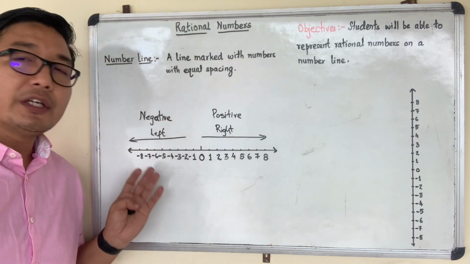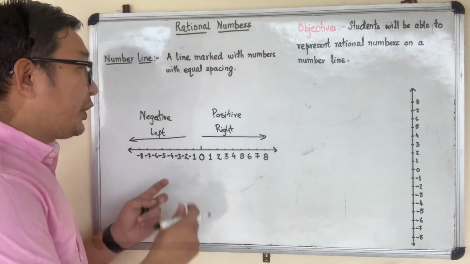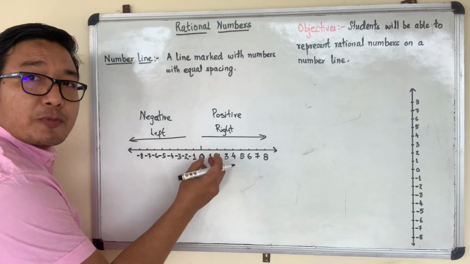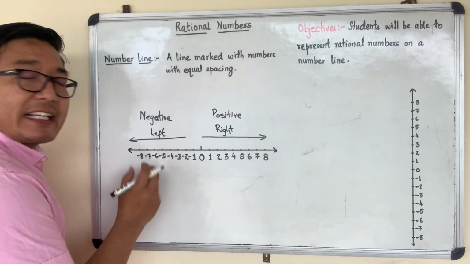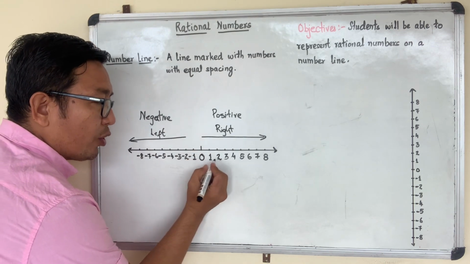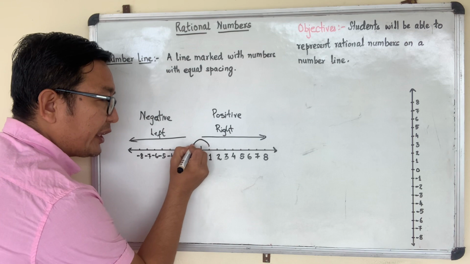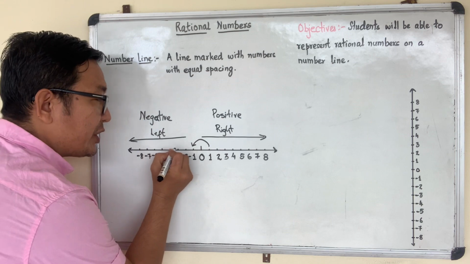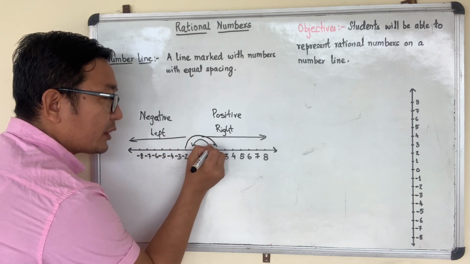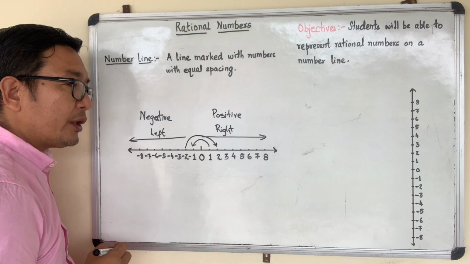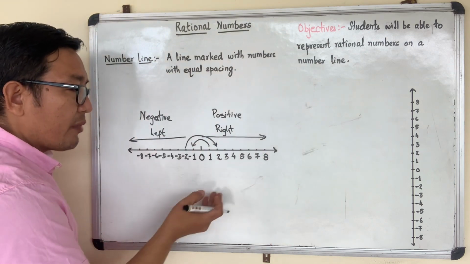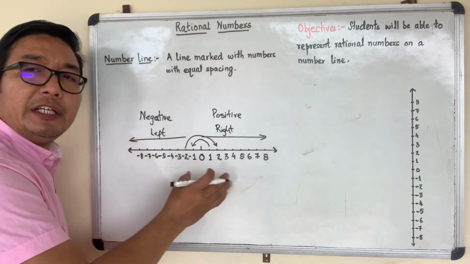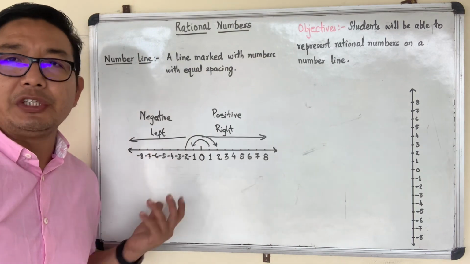Every number has a corresponding negative value, except 0. For example, the corresponding negative number of 1 is -1, and the corresponding positive integer of -2 is +2. So 2 and -2, +1 and -1, +3 and -3. So every integer has its corresponding negative integer except 0.